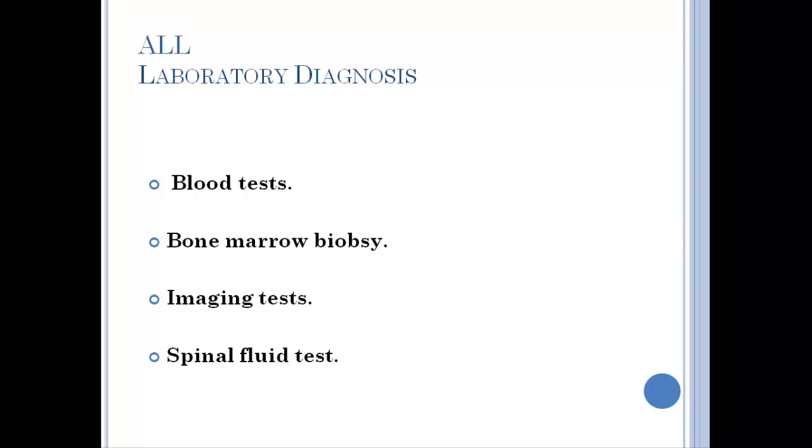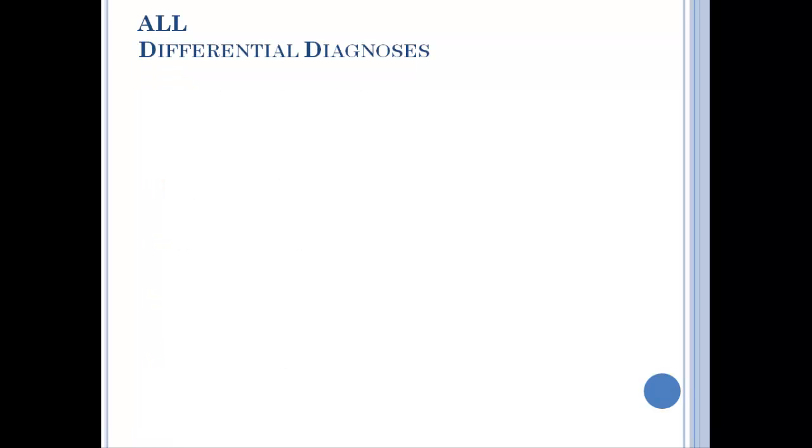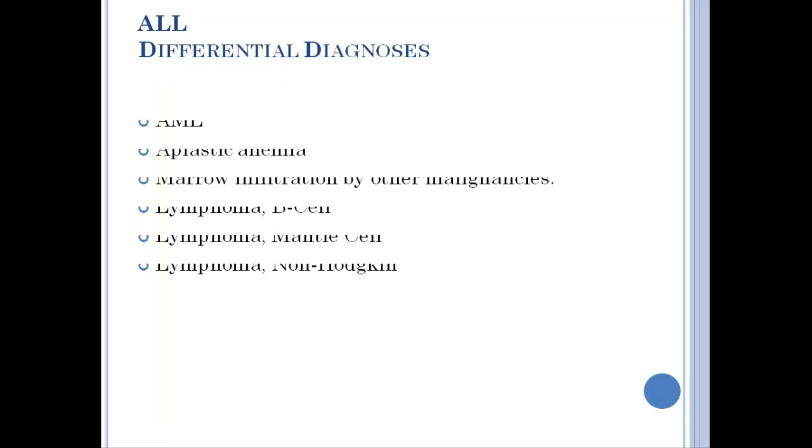Also, imaging tests such as X-ray, CT scan, and ultrasound may help to determine whether the cancer has spread to the brain or spinal cord or other parts of the body. Spinal fluid tests may be used to see whether the cancer has spread to the spinal fluid. Differential diagnoses include acute myeloid leukemia, aplastic anemia because it shares pancytopenia with acute lymphoblastic leukemia, and infiltration by malignancies such as neuroblastoma and severe kinds of lymphoma.